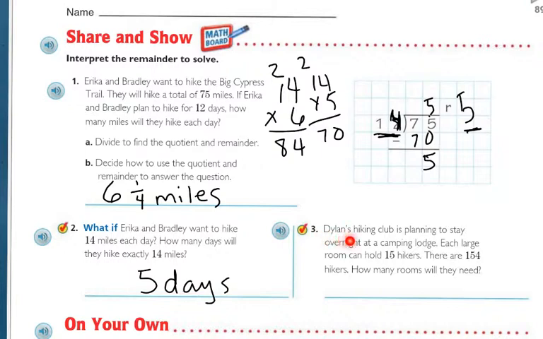So let's look at number 3. Number 3 says, Dylan's hiking club is planning to stay overnight at a camping lodge. Each large room can hold 15 hikers. There are 154 hikers. How many rooms will they need?